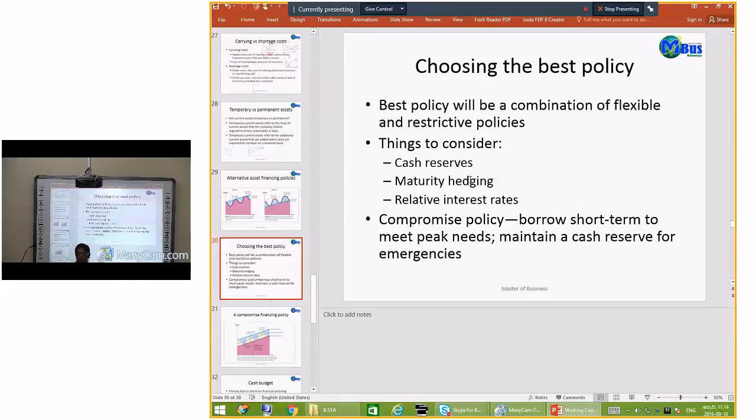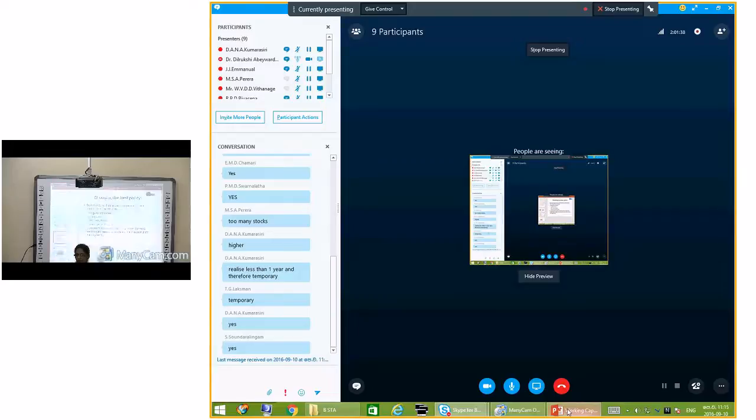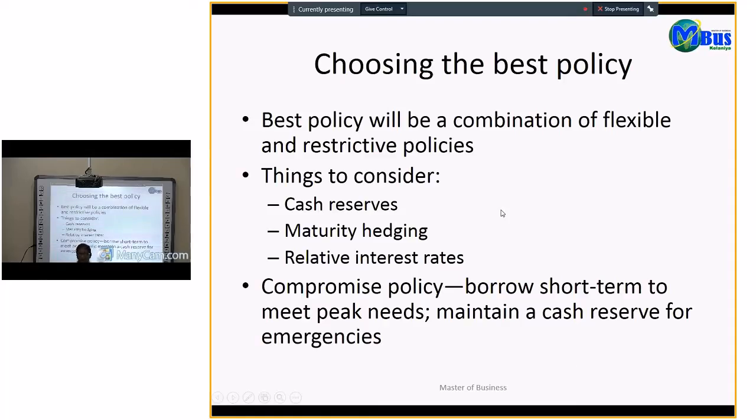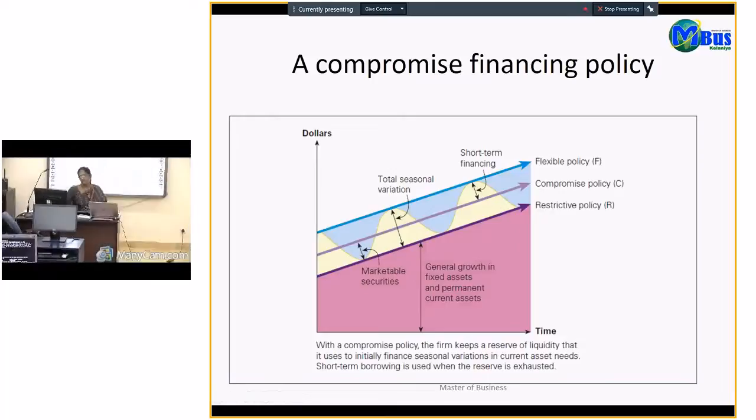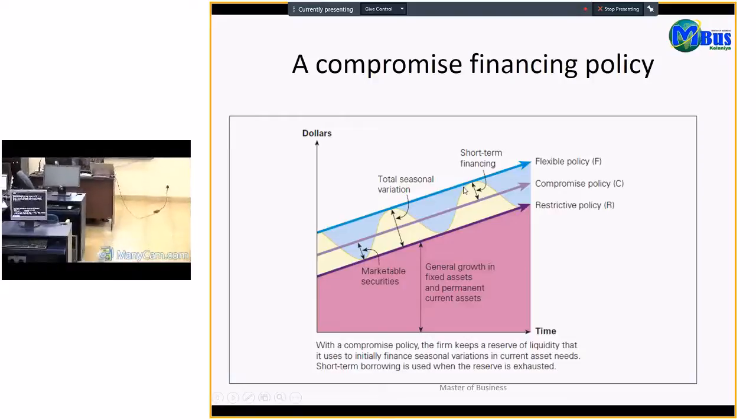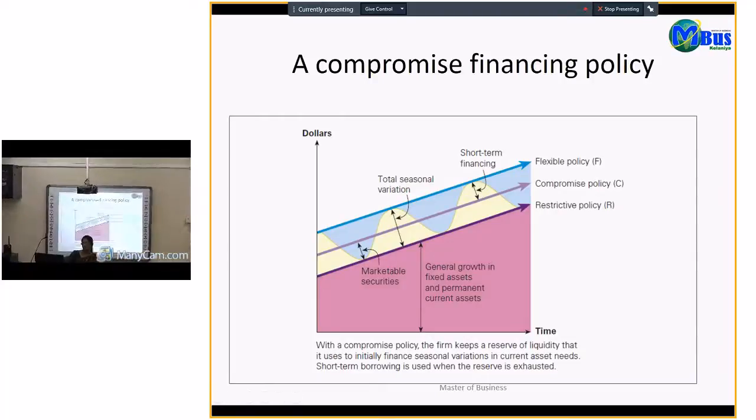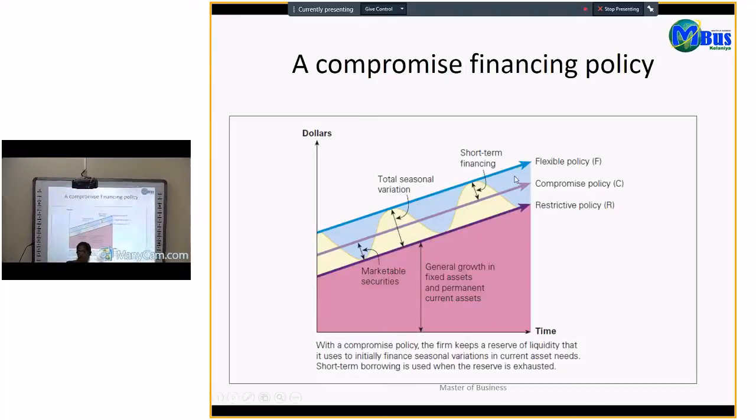Anyway, they have to maintain the balance between flexible and restrictive policy in order to maintain the right amount of working capital, the optimal level of working capital. So this is the compromise financial policy. It is the combination of what? Restrictive and flexible. This blue line shows the flexible policy. The purple one shows the restrictive policy. We should be in the middle. Compromise policy is the middle. We shouldn't go for either extreme, right? It should be in the middle.